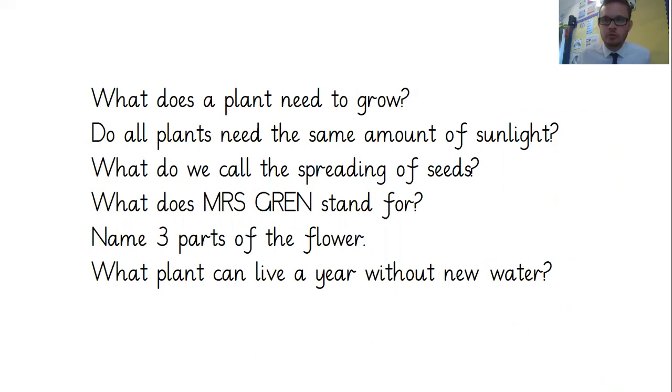Okay, let's go through those questions then and see if we can remember the answers. So what does a plant need to grow? We need sunlight, water, oxygen, carbon dioxide, room, nutrients. Brilliant.